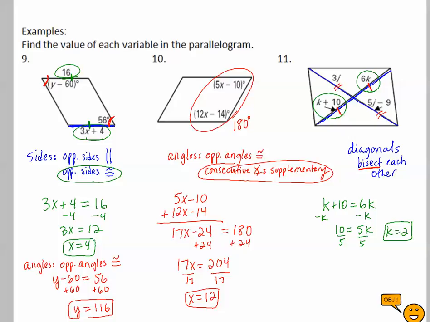Similarly, the 3j and the 5j minus 9 are both pieces of a diagonal that have been cut in half, so 5j minus 9 is to equal 3j. Let's get our j's together, so 2j and add 9 to the other side equals 9, so j equals 9 divided by 2, or 4.5. Okay, both of those answers quite acceptable. Feeling a little bit more comfortable with parallelograms? If not, maybe you rewind this section and go back and check it out.